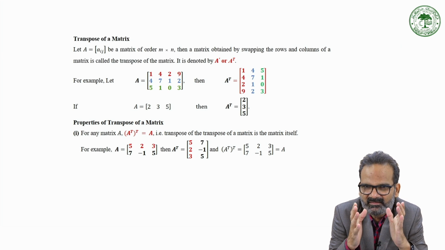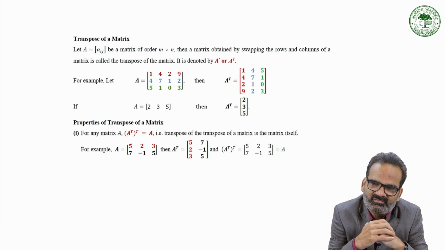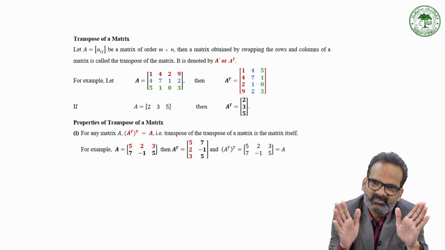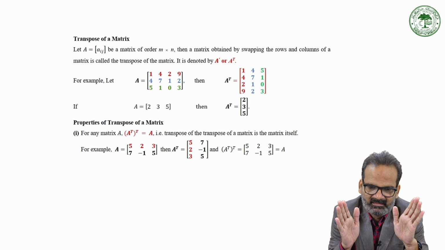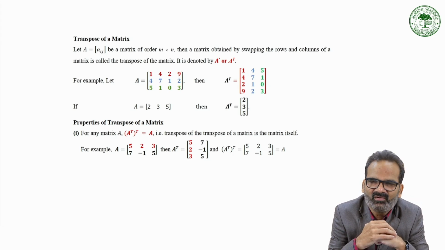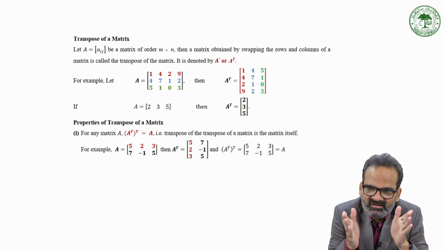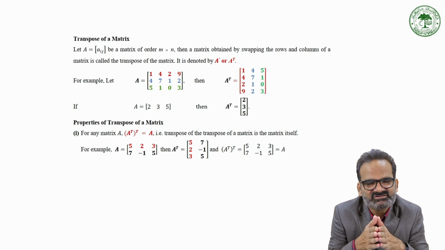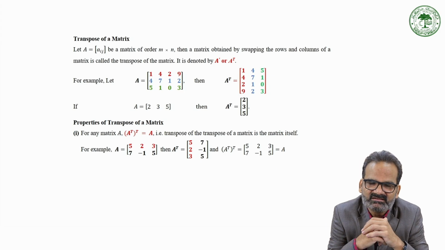So what does it mean actually? If you are given any matrix, the first thing is that the matrix may be square or it may be rectangular. There is no restriction on the matrix. So if you are given any matrix and you want to find its transpose, what do you have to do? Simply, the rows and columns of the given matrix must be interchanged. Clear?